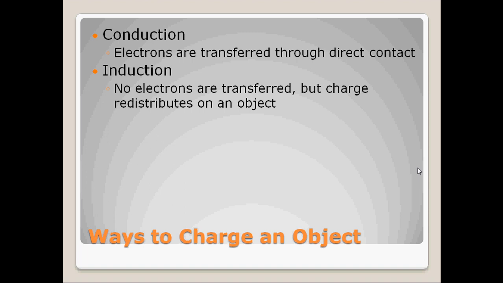So we've talked about how readily objects will tend to take a charge. Lastly, I want to talk about how we actually give a charge to an object. Now there are two ways that we can do this. One is pretty straightforward and the other is a little bit trickier, so we'll spend a little more time on it. The first way that we can charge an object is through conduction.